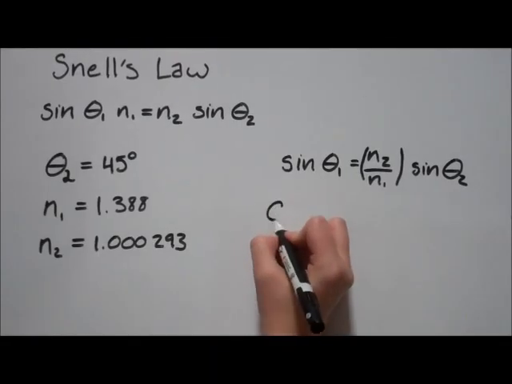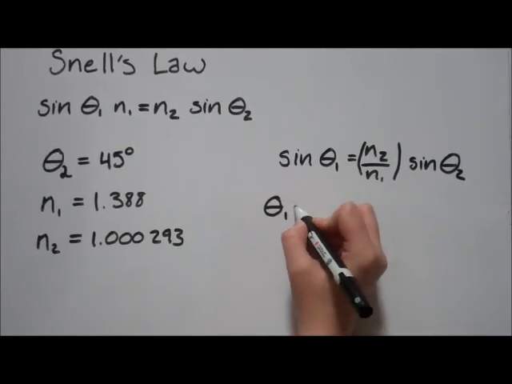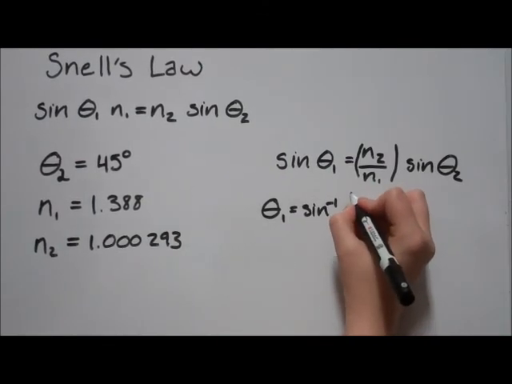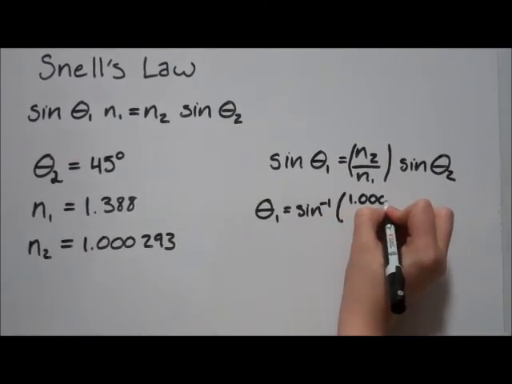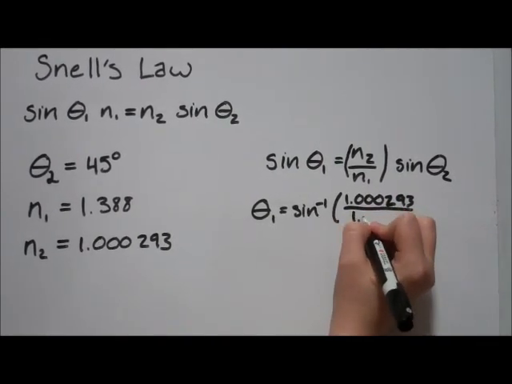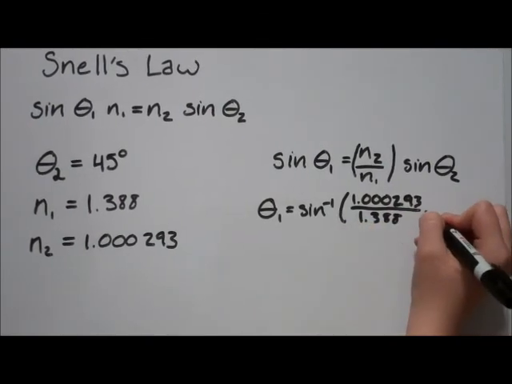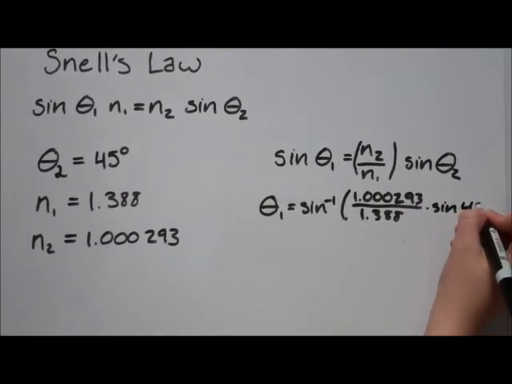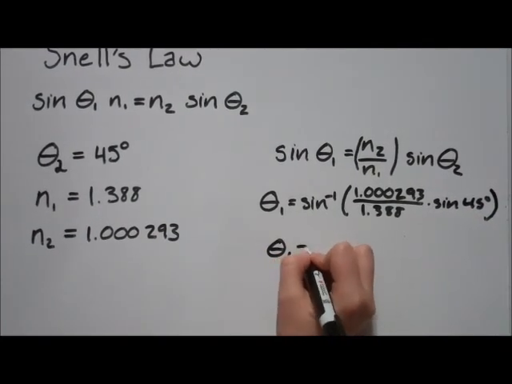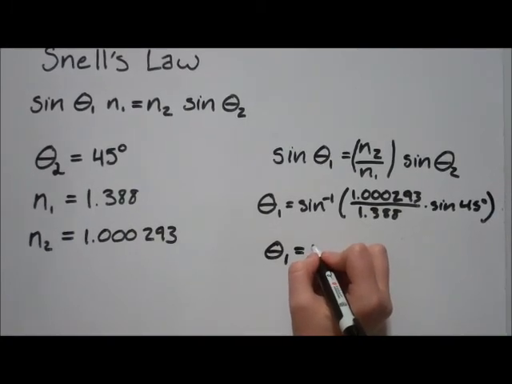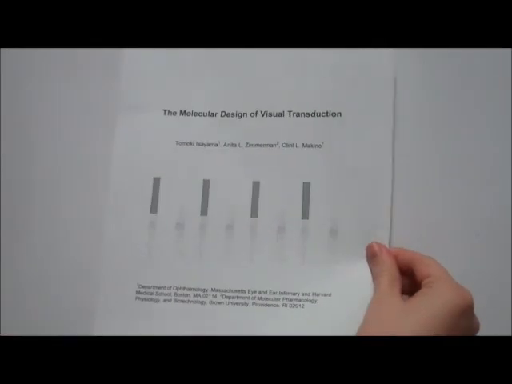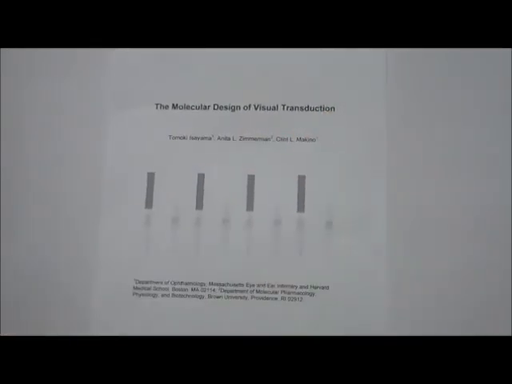Snell's law can be rearranged as shown, and then our numbers can be plugged in with the inverse sine of 1.000293 over 1.388 times the sine of 45 degrees, which gives us the angle of refraction after the light enters the cornea as 30.64 degrees. That barely scratches the surface of what biophysicists can study.